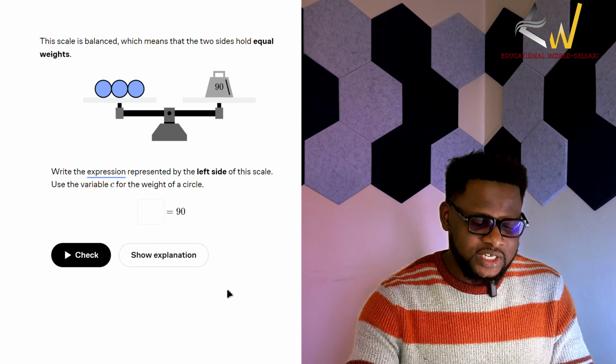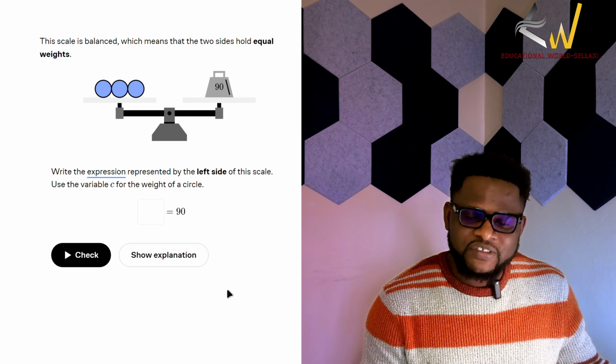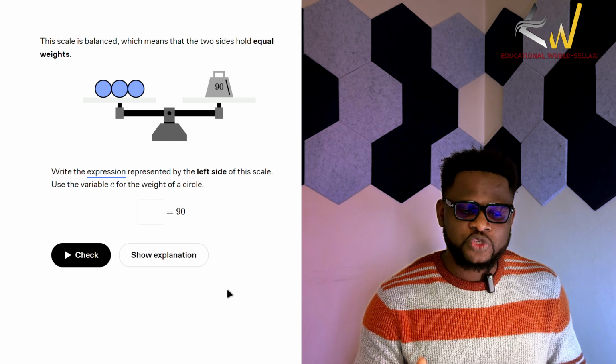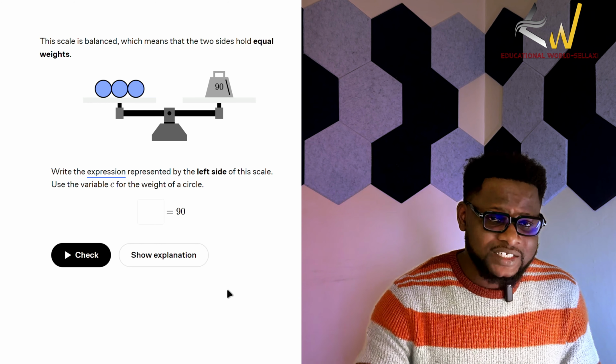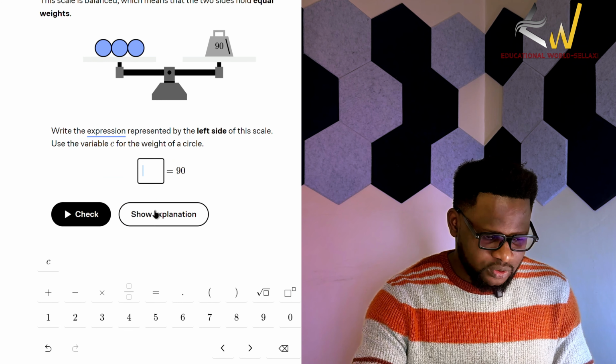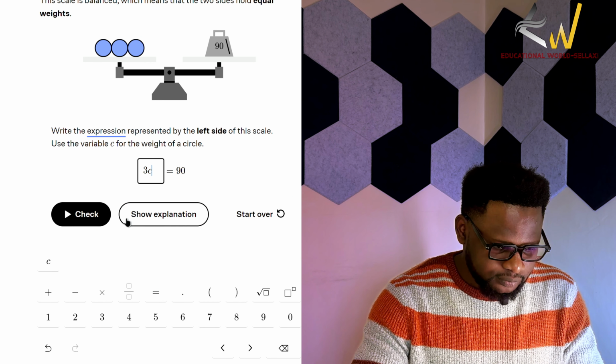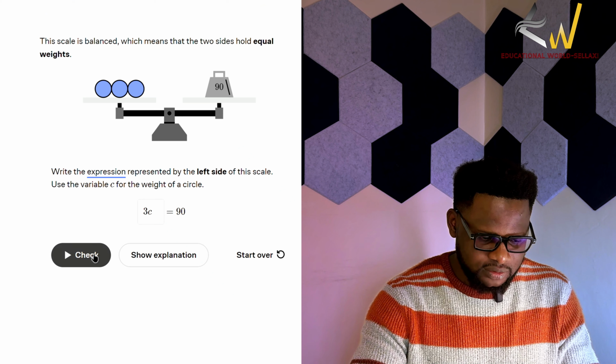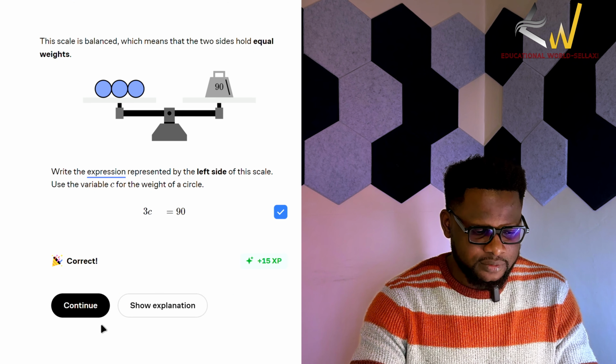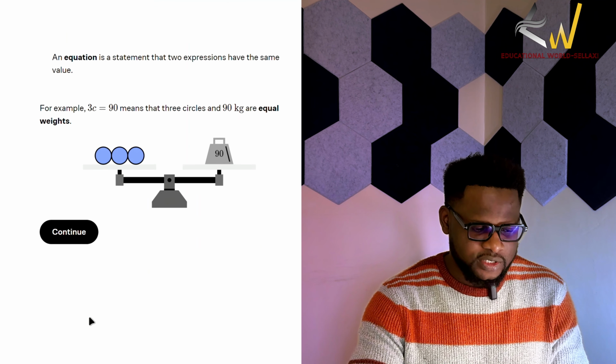So we're going to use C to represent the value of the circles. In this case, you can see that 3 circles on the left hand side of the scale equal 90 on the right hand side of the scale. So this expression is going to be 3C is equal to 90. Okay, and that is correct. Okay, so let's go ahead.